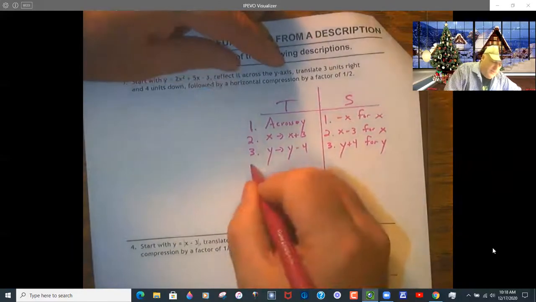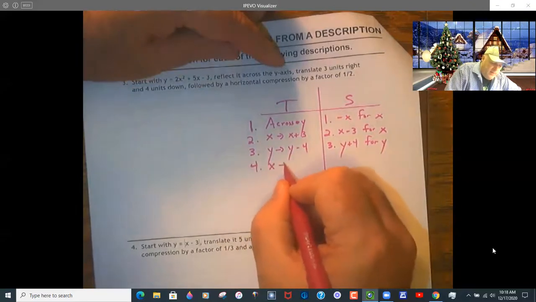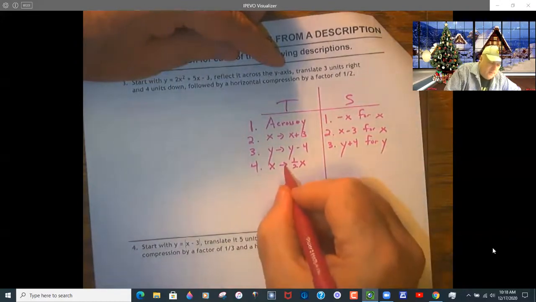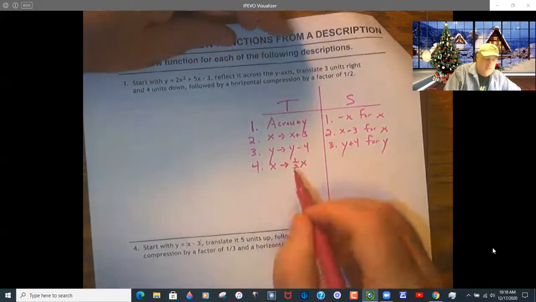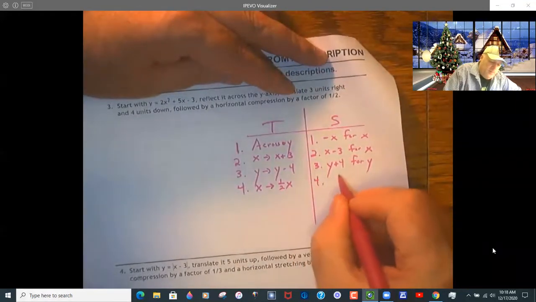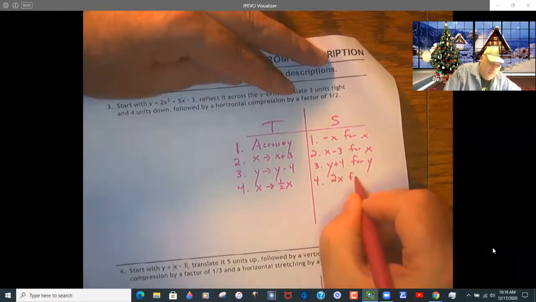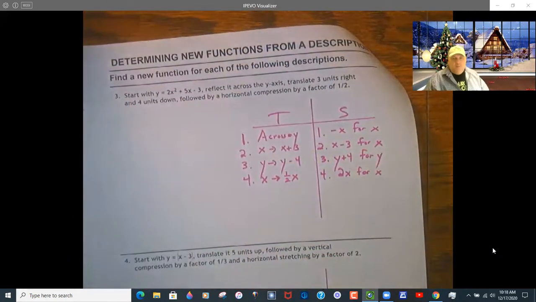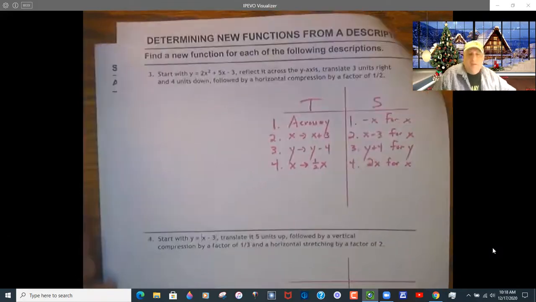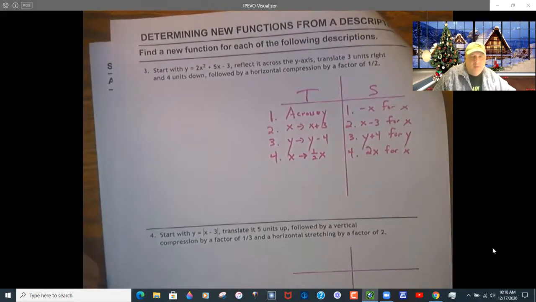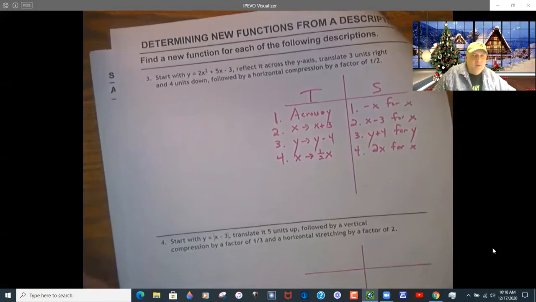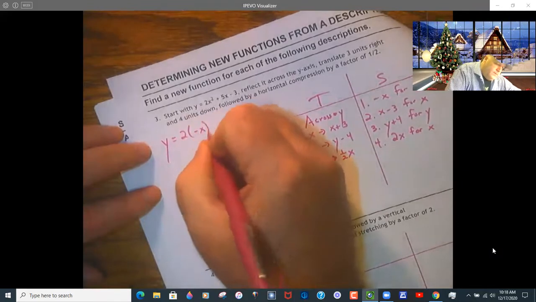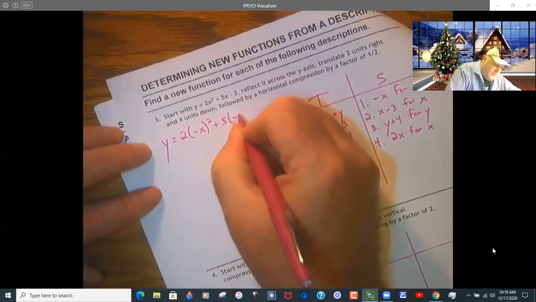Followed by a horizontal compression, that's x by a factor of 1/2. So whenever it says factor, it's multiply in the transformation side. And so we go 2x in for x, so the reciprocal. So that's all we have to do to this. The problem is some of the substituting with x, you got the FOIL product going on, and this can be a bit of work. First step's not too bad.